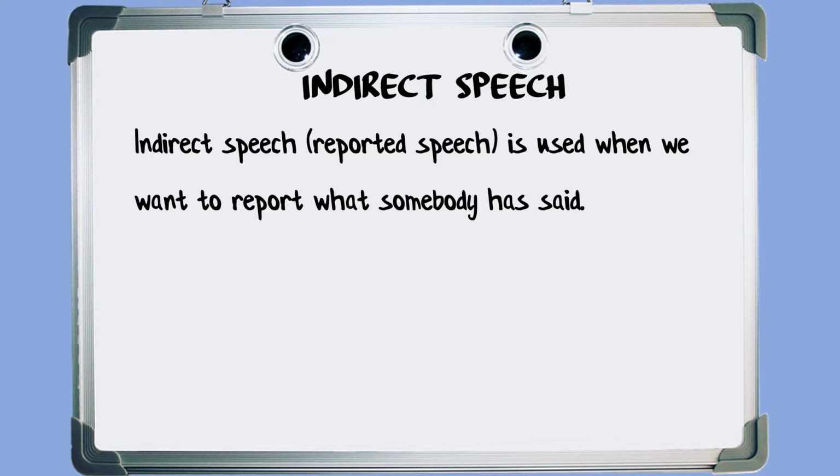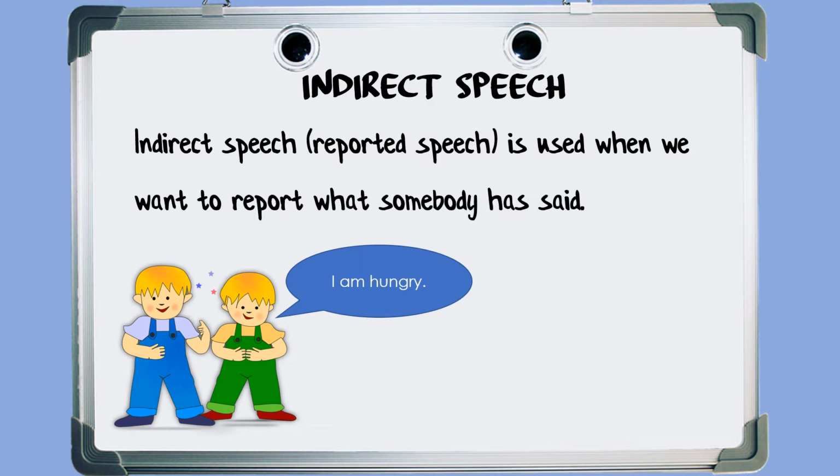Now, we're going to use the I am hungry sentence again. And this is what you need to do. In indirect speech, the boy said that he was hungry. So there's a couple of changes here. Number one, we do not include inverted commas in indirect or reported speech. There are no inverted commas.